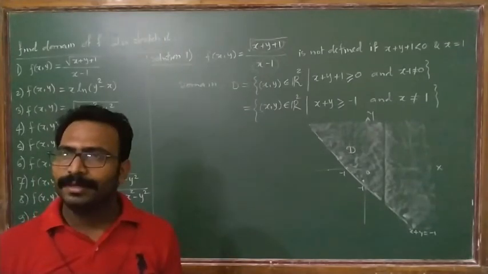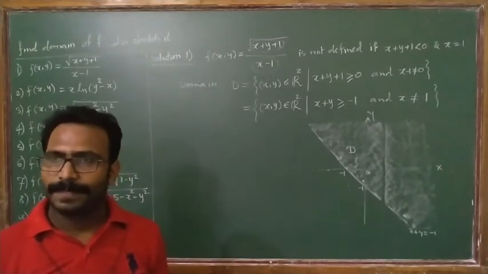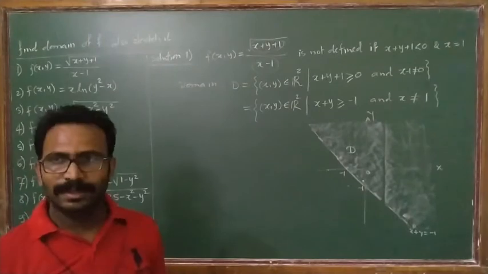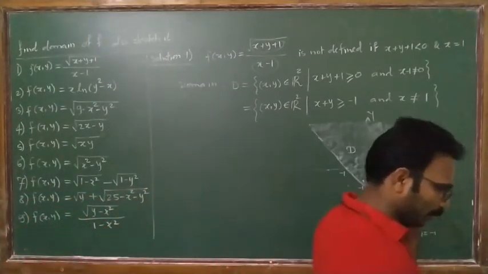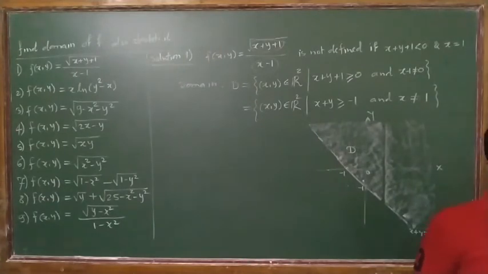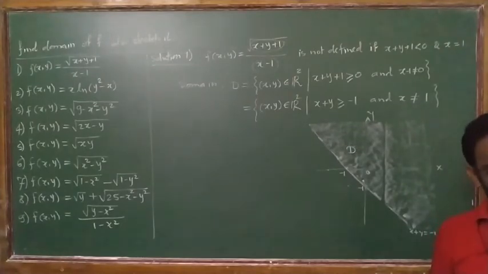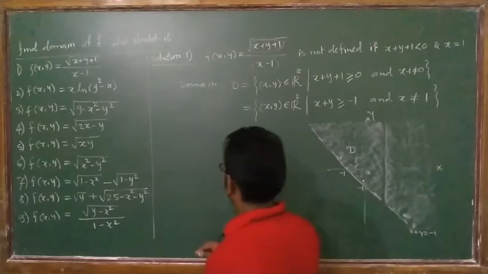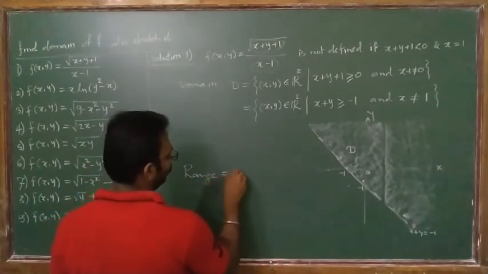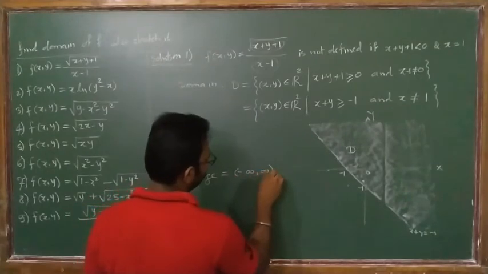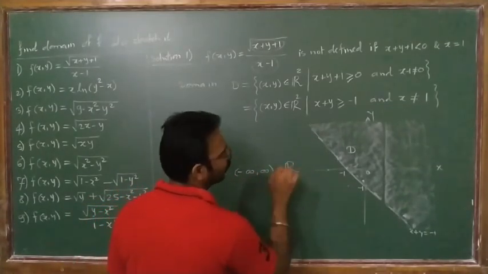Denominator: x should not be 1. So if x is greater than 1, the denominator is positive, so the function can give all the positive values. If x is less than 1, the denominator will be negative, and we can have negative values of the function back. So the range can be, the function may take all the values from minus infinity to plus infinity. Right?